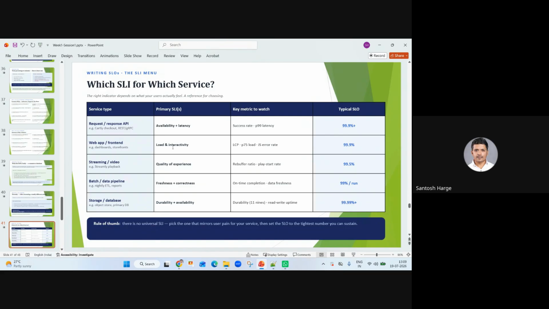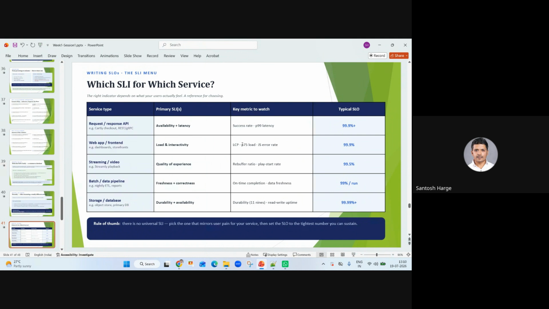Okay, now as we discussed in previous exercises, in a request-response, let's take an example of the Amazon website. Here we are considering the availability. I should be able to buy any product at any time. Latency, it should be quick, right? So I'm looking for 99.9% availability. Web app front end, again, it will be like a dashboard or any kind of application, where loading the application should be fast, and interactivity. Okay, so this is nothing but the web-based application.